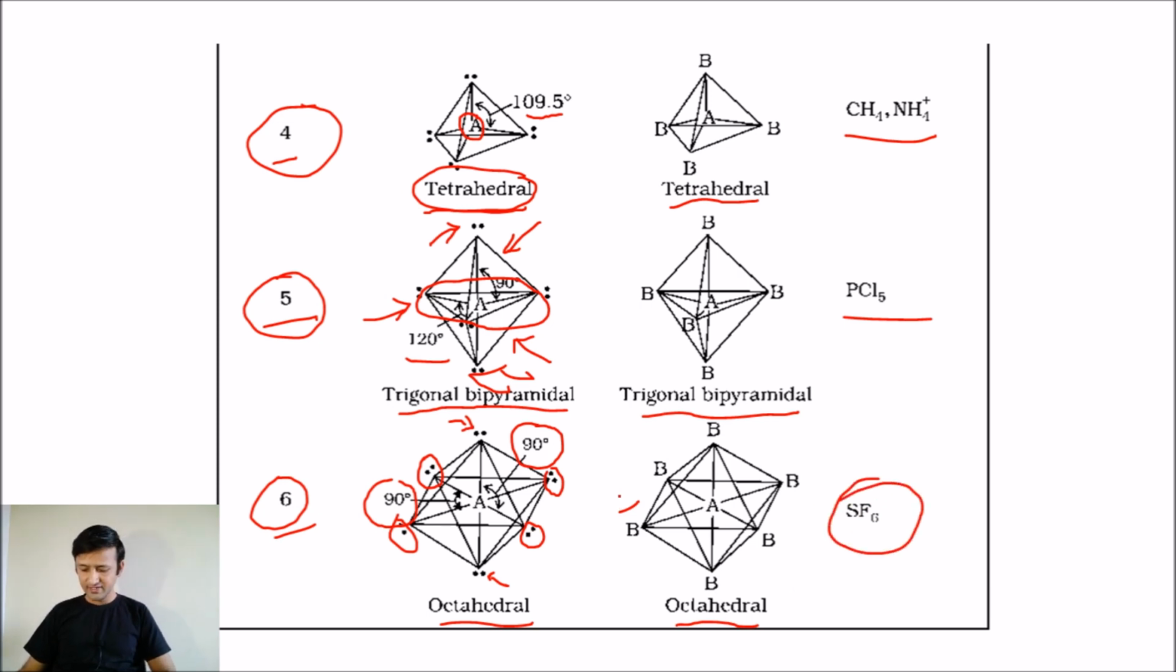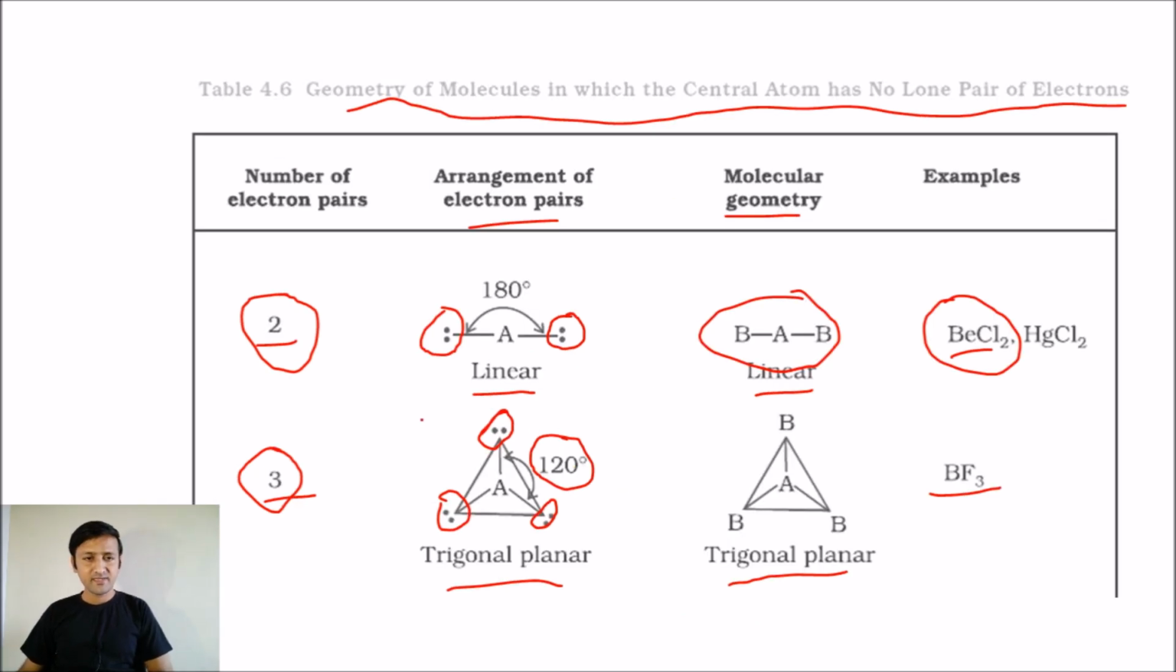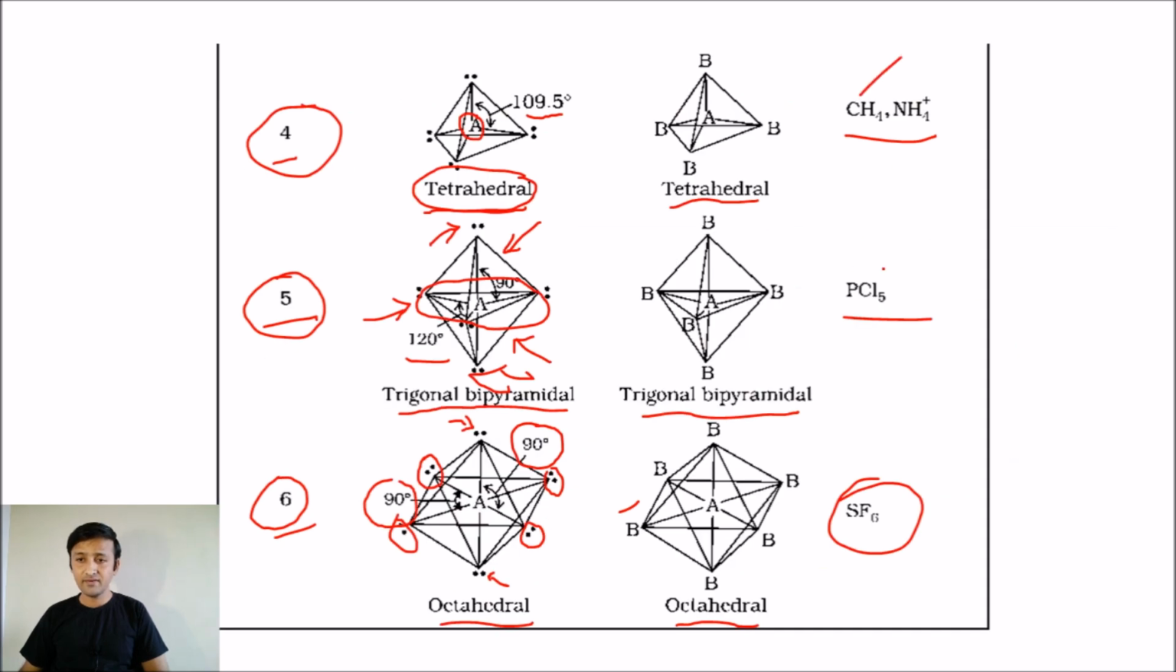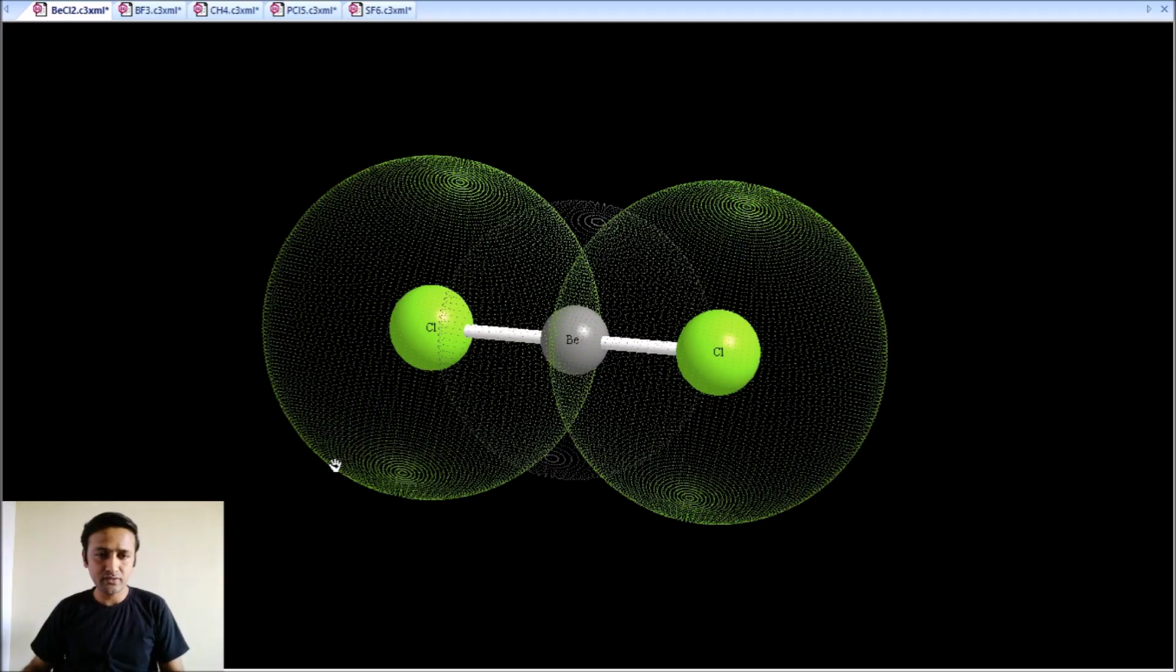Right, so in this way we take some examples for guessing the geometry of molecules in which the central atom is having no lone pair of electrons. Now I have taken a few examples here like BeCl2, BF3, then methane, PCl5 and SF6. Okay, so let us move to 3D geometries now for these examples. Let us start with the first example. So in the table you saw the first molecule is an AB2 type molecule, and the example is BeCl2.